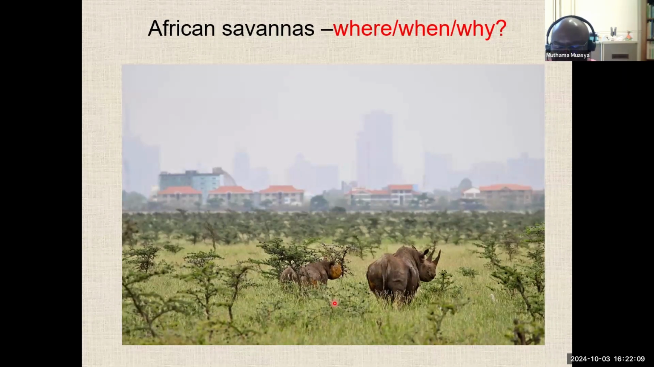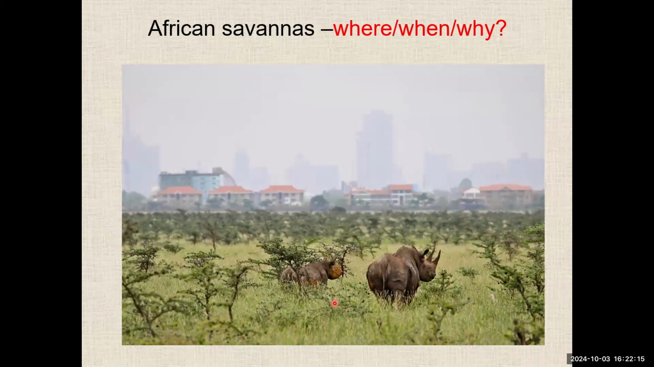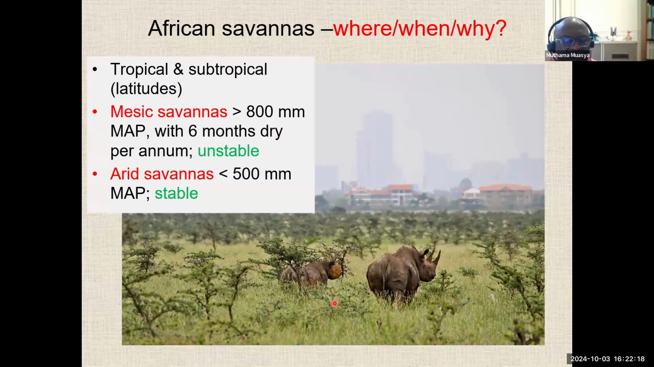And this being at 1,600 meters is an exciting point to ask the question, where are the savannas, when did they arise, and why? An explanation for this has been attributed to the amount of rainfall and the length of dry months. If you have mesic savannas, where you have more than 800 millimeters of rainfall per year and up to 6 dry months, in such a setting, if you exclude herbivores and you exclude fire, you can switch from savanna to forest, or vice versa. On the other hand, we've got arid savannas, which are stable where you have rainfall below 500 millimeters or more months of drought.